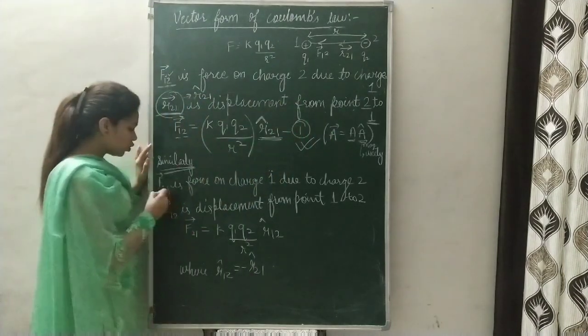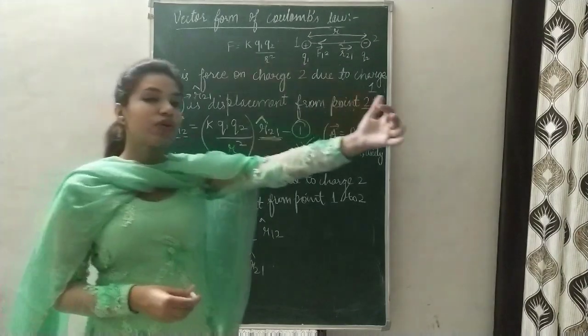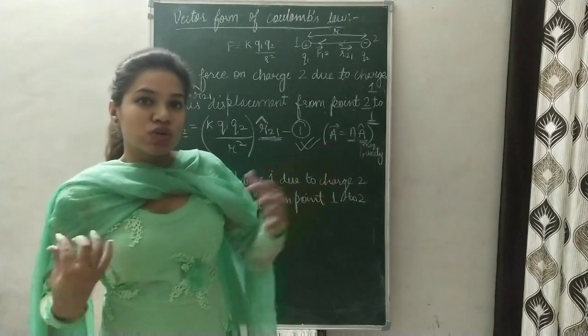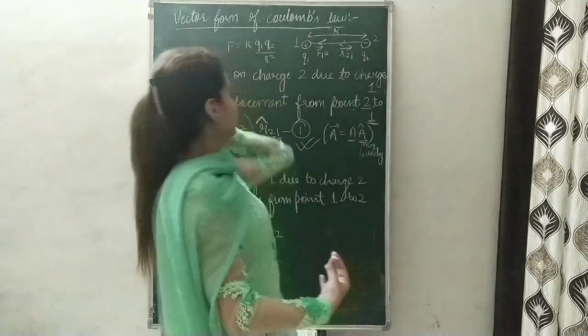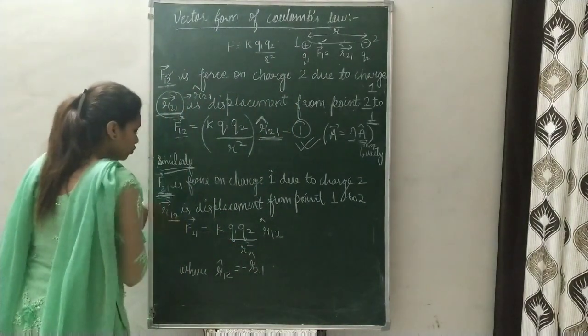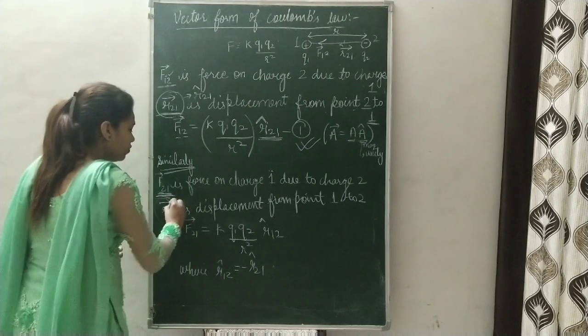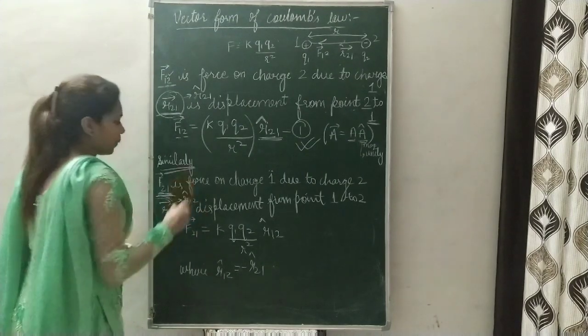Now similarly, F21 is the force on charge 1 due to charge 2. Now charge 2 is going to exert a force on charge 1, and charge 1 is going to displace from point 1 to point 2. So the displacement is R12. This is the complete displacement. If we want to take only the direction, that is R12 cap.